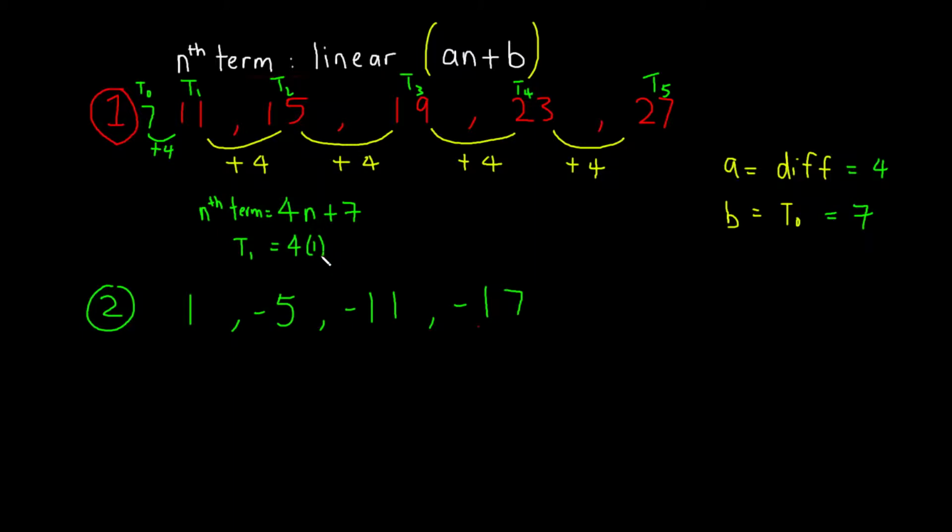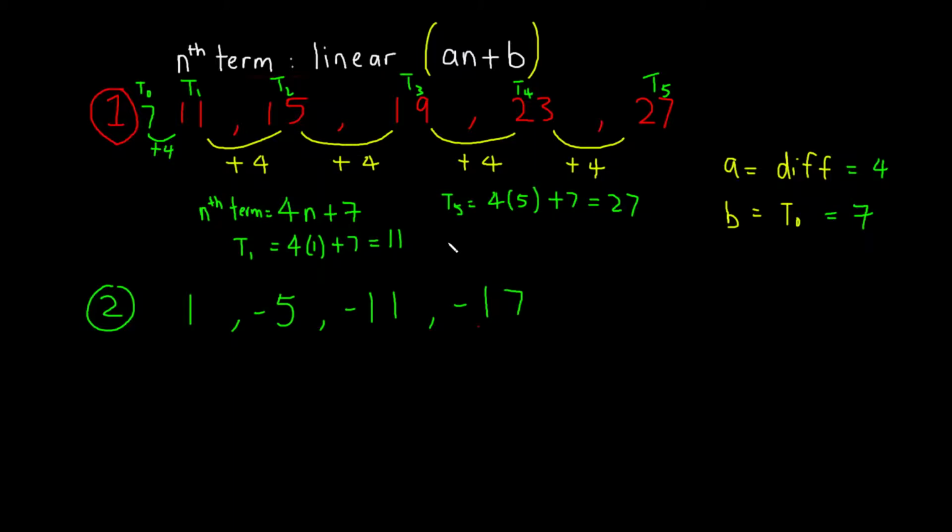4 times 1 plus 7, you would have gotten 4 plus 7 is 11. Your first term is 11. If you're looking for your fifth term, 4 times 5, substitute 5 into your n, plus 7. This is 27. As you can see, term 5 is 27.